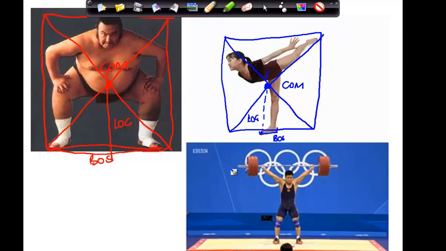Alright, what I'd like you to do is attempt to label the centre of mass, base of support, and line of gravity for my weightlifter below. Give that a go. If you have any questions or any concerns, just ask me in class. Thank you, Year 11s.